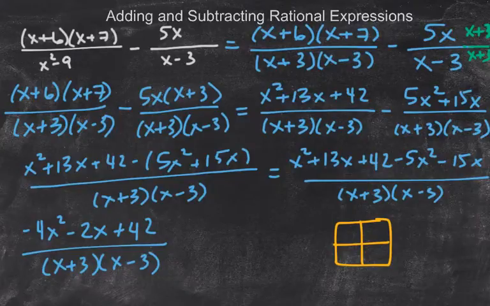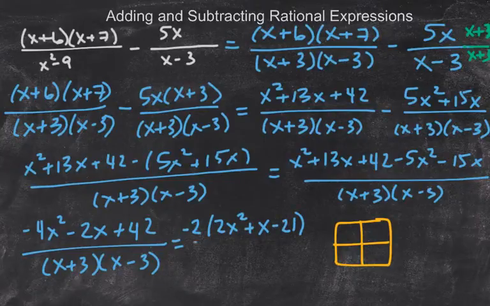So actually, before I do this, I'm noticing that all of my terms here in the numerator are multiples of 2. So I'm actually going to factor out a negative 2 because I just prefer to have my x squared term be positive. It is totally not necessary and you will arrive at the same answer, but that just makes me a little bit happier. So this will be negative 2 times 2x squared plus x minus 21 because I factored out a negative number.